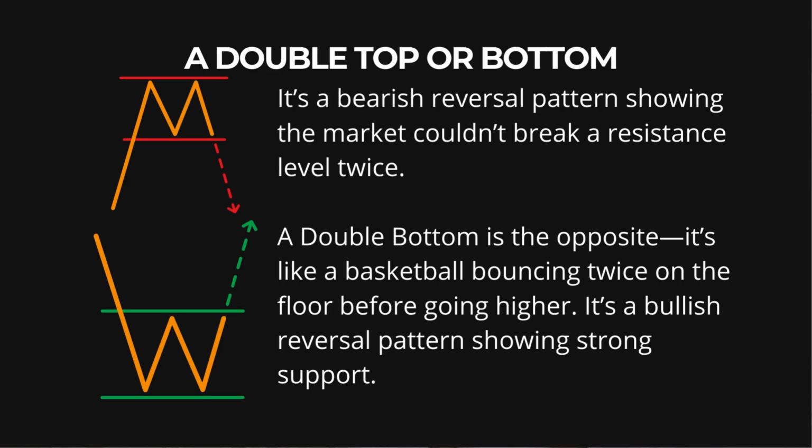A double top is like a basketball hitting the rim twice before falling back to the ground. It's a bearish reversal pattern showing the market couldn't break the resistance level twice. The double bottom is the opposite. It's like a basketball bouncing twice on the floor before going higher. It's a bullish reversal pattern showing strong support.